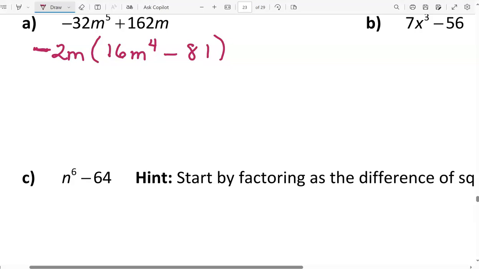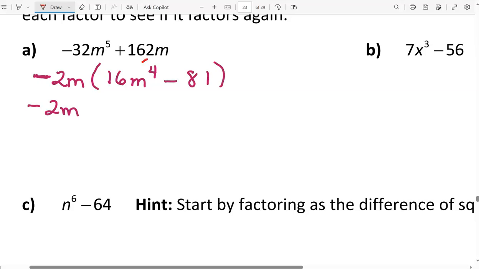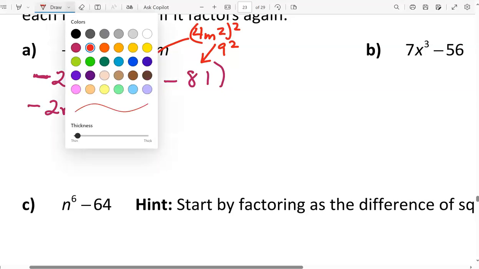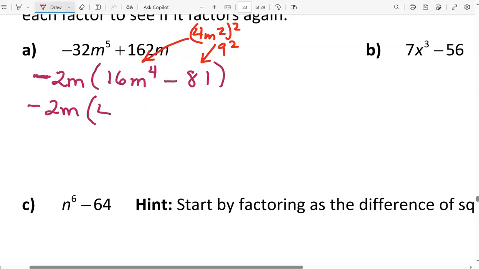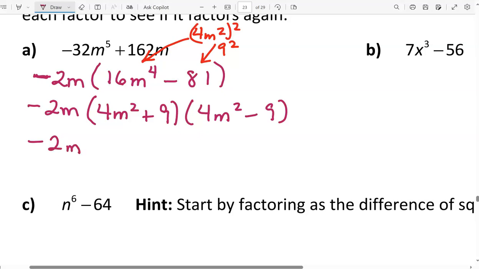Once we get that, we're going to examine the binomial in the parentheses and see if it factors again. So I'm just going to bring down that GCF, and this is the difference of two perfect squares. So that will factor again. Recognize that that is 4m squared and 9 squared. So when we have the difference of two squares, that factors into 4m squared plus 9 times 4m squared minus 9. I'm going to continue to bring down the GCF factor.